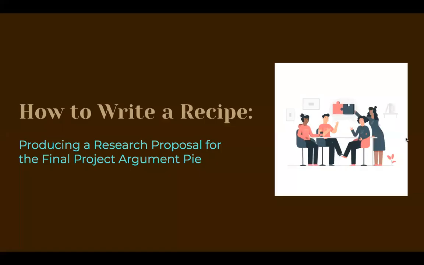Which brings us to how to write a recipe, or producing a research proposal for the final project argument pie. So now that we understand that argumentation is a process of baking a pie, right? Or writing is a treat and that treat is pie. We now want to think about how you actually put together a research proposal. So thus far, we've really focused on the introductory section of a project like a semester research project. Now, I want to be really clear in saying that even though we covered the specifics of an introductory section, you don't necessarily need to have an intro section as robust as this in your research proposal.